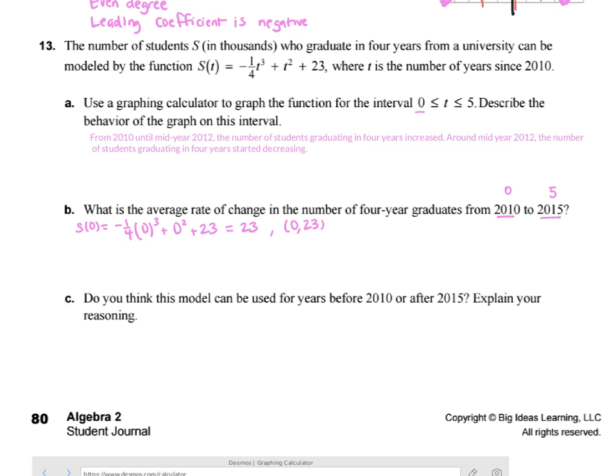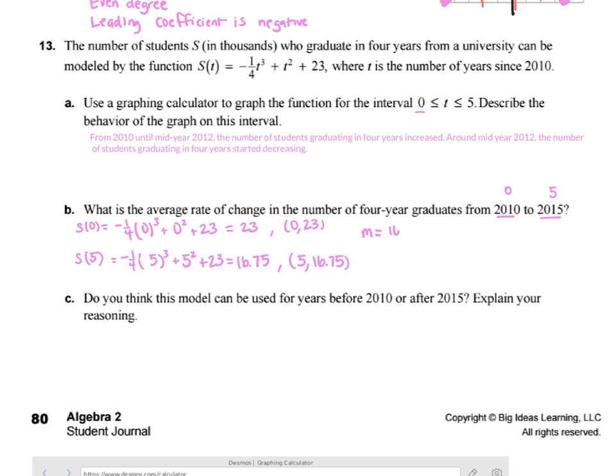And then we're going to go ahead and plug in 5. If you plug 5 into your calculator, you are going to get approximately 16.75. So a second ordered pair is (5, 16.75). And now you're going to plug it into the slope formula.